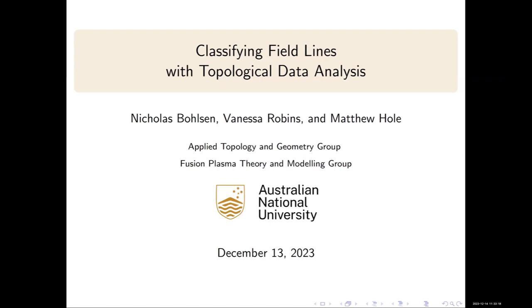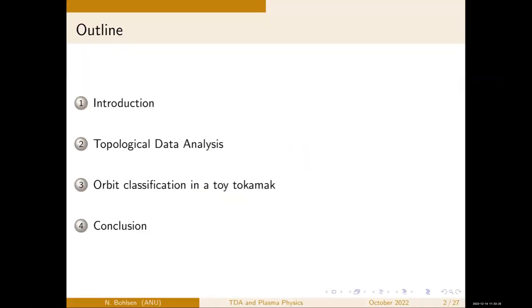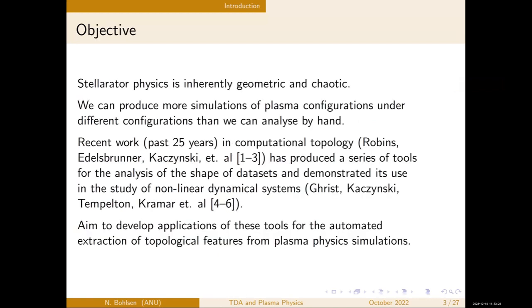So I'll give a brief introduction. The observation, though, is that stellar physics is inherently geometric and very, very chaotic. So if we can provide tools that can characterize that chaos automatically, that is hypothetically useful, basically.